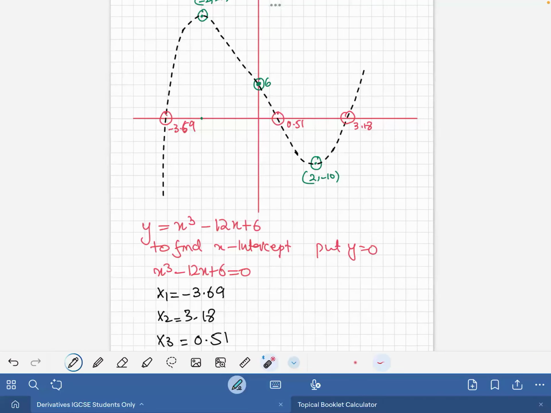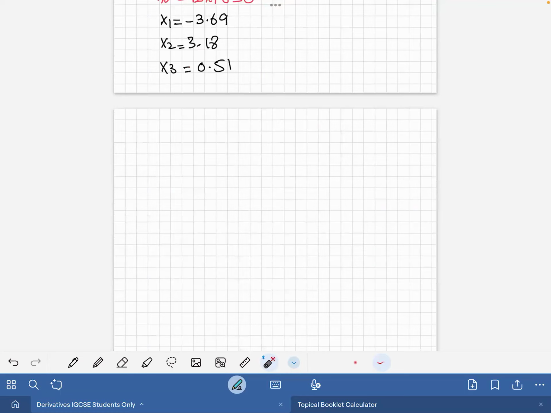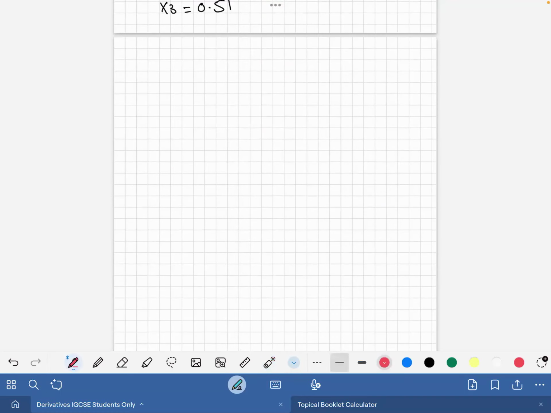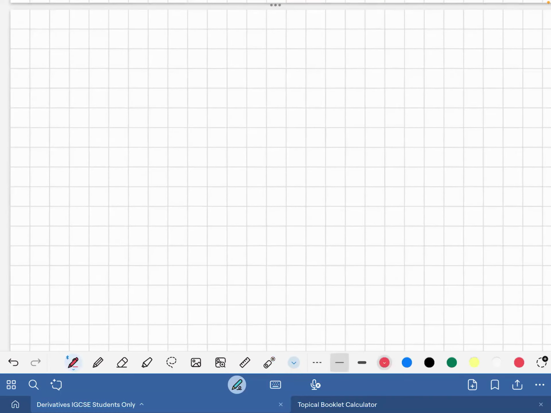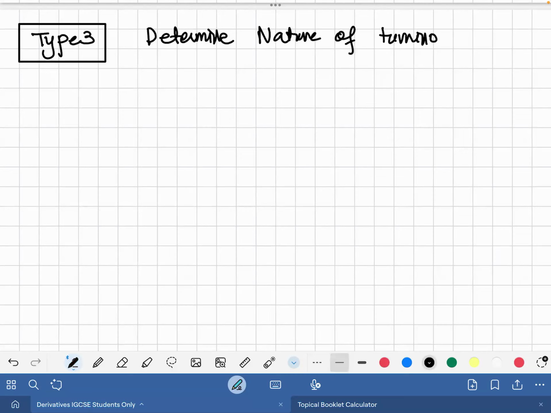Okay, that's how we find out the turning points. Then we have the next part: how to determine the nature. So this is a type 3 question, and these are the last style of questions. Type 3: determine the nature of turning points. How to determine the nature of turning points?